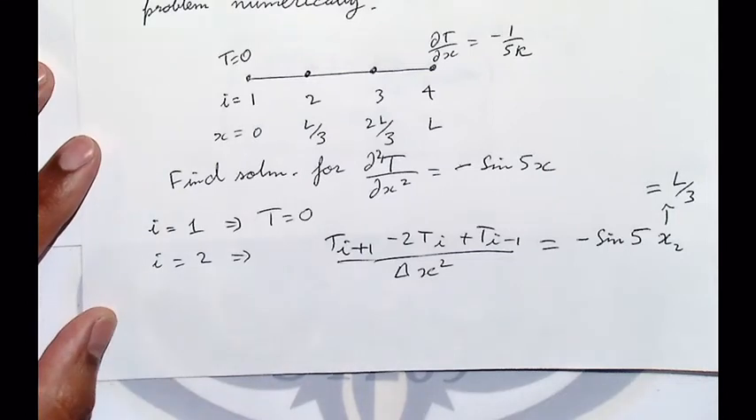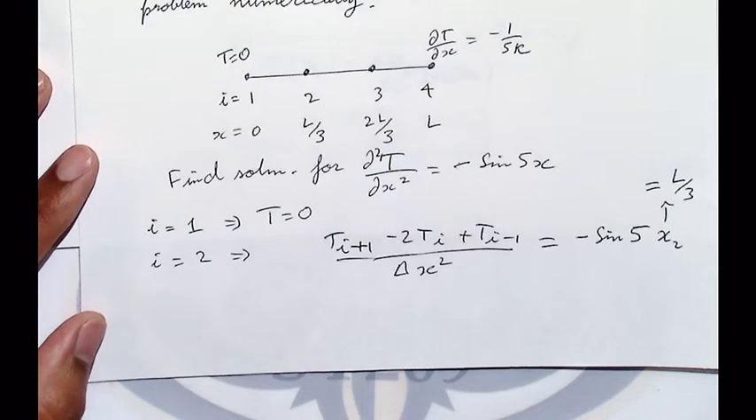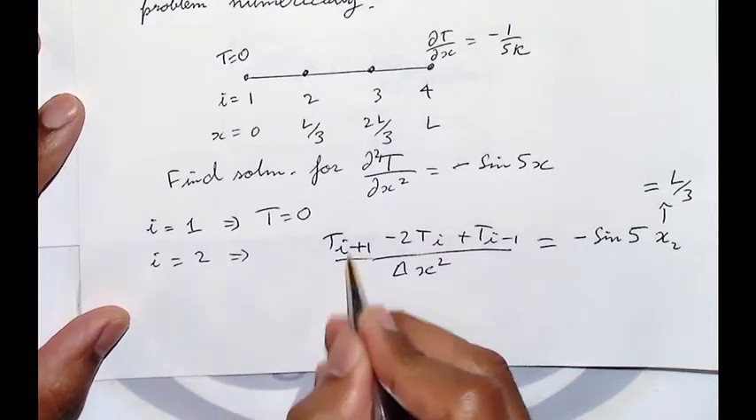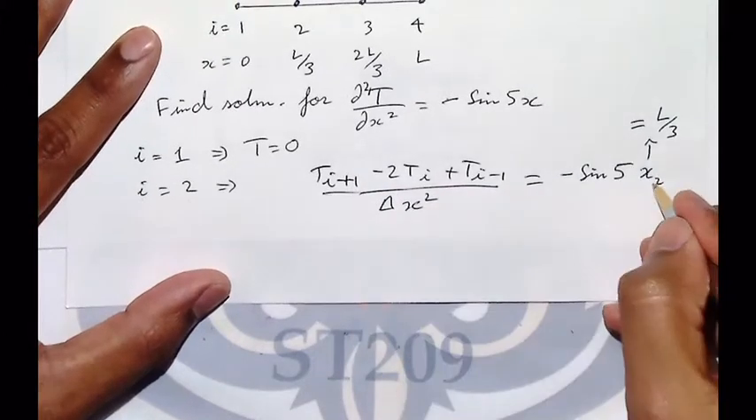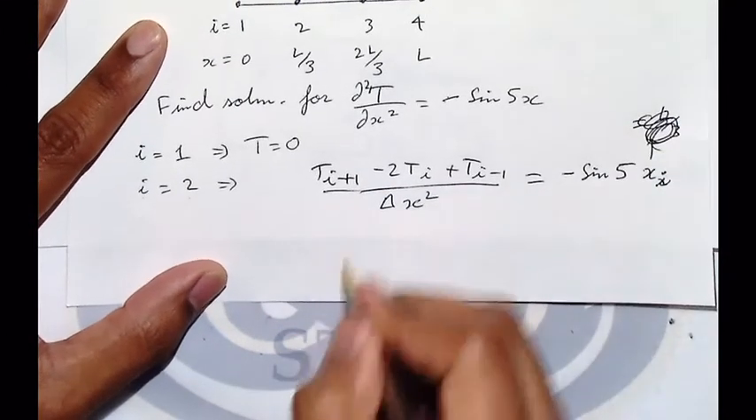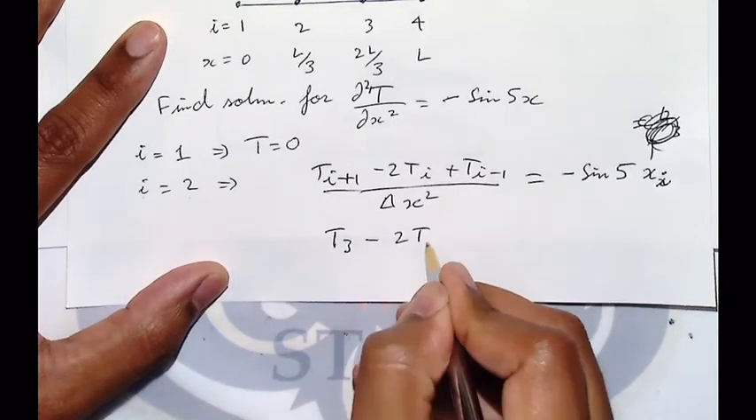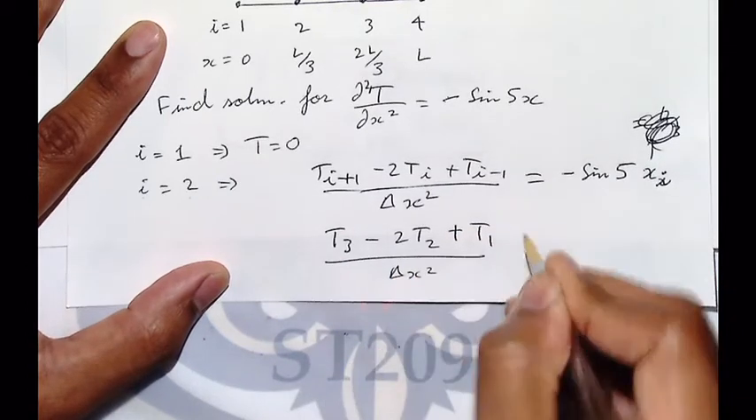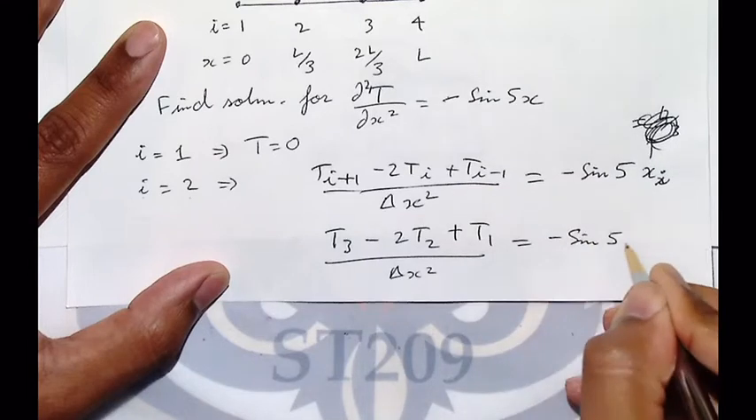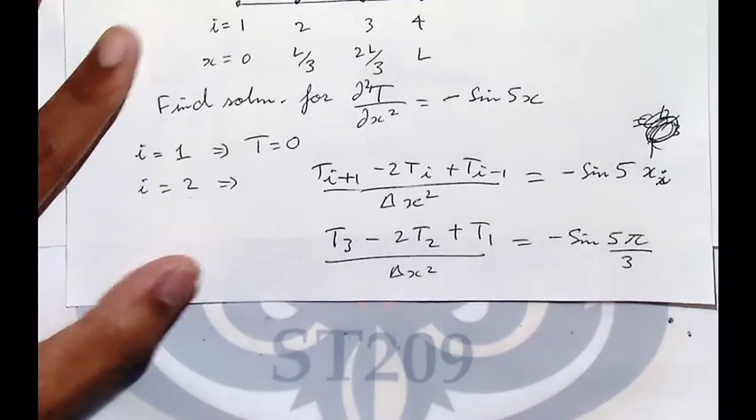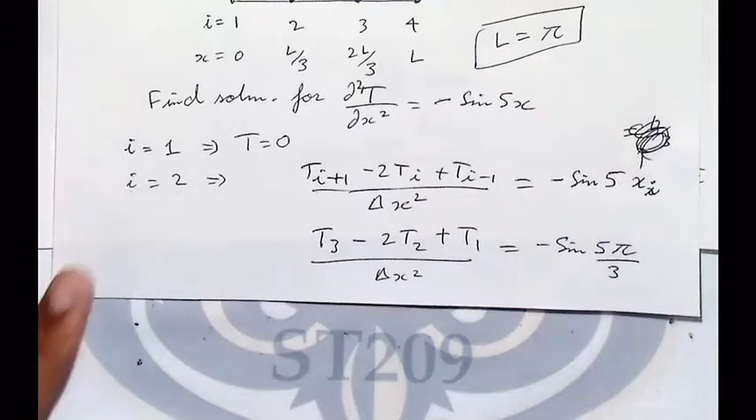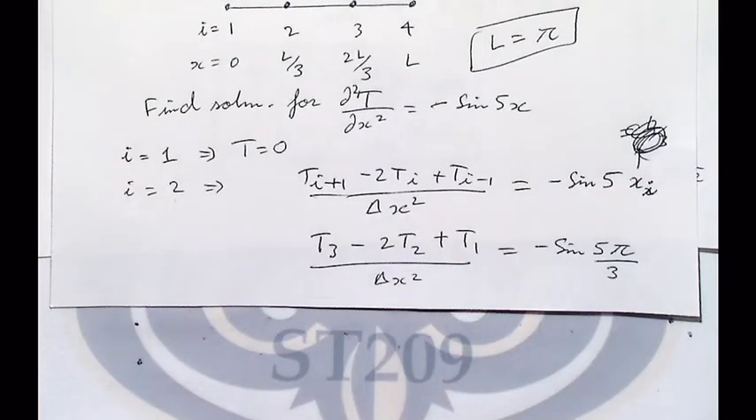Then we have to put the left hand side as well. The left hand side also has to be put as T3 minus 2 T2 plus T1. Oh, yeah, sorry, I said I equal 2. Yes, exactly. So it's T3 minus 2 T2 plus T1 over dx squared equal minus sine 5 pi over 3. Length is equal to 5. That's given. All good? Okay.